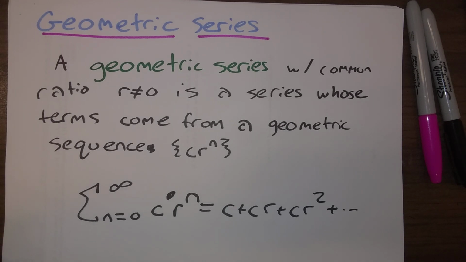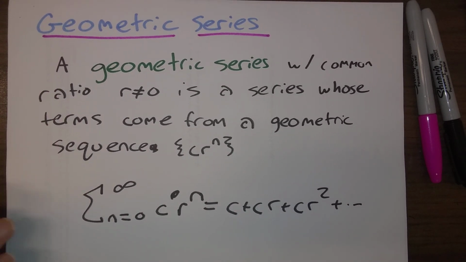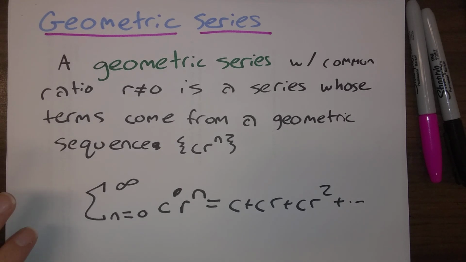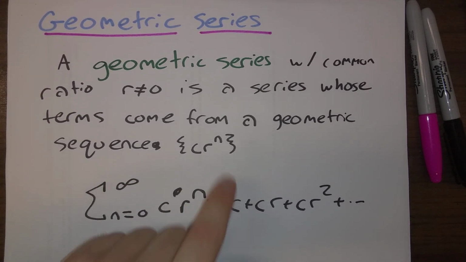One of the most important types of series that we can examine is the geometric series. So what's a geometric series? It's closely related to the geometric sequences that we saw in section 10.1. A geometric series with common ratio r, not equal to 0, is a series whose terms come from a geometric sequence c times r to the n.